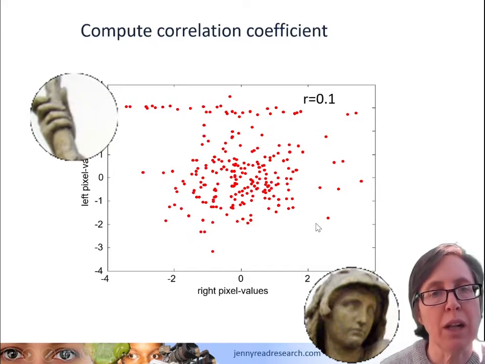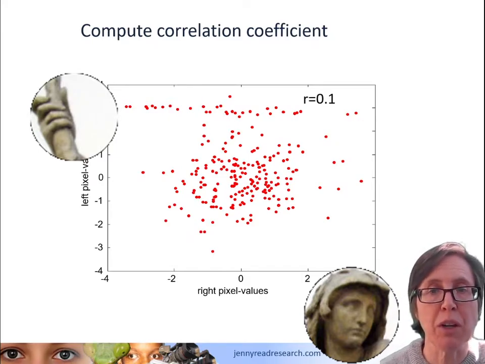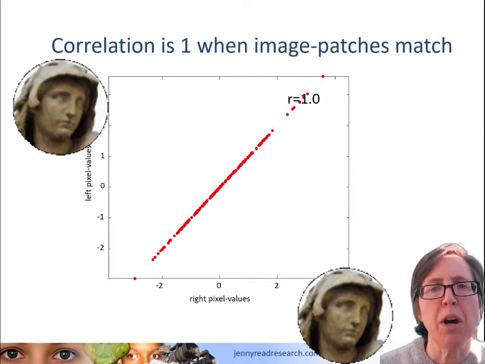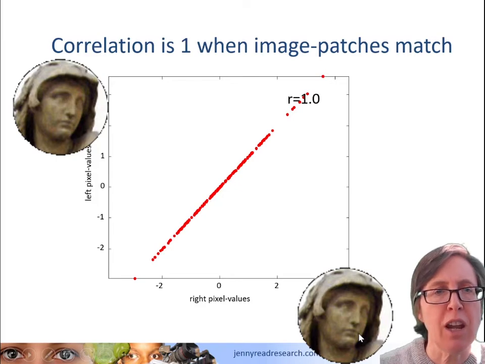And you can see how well those pixel values agree. And you can see here the answer is not very well at all, because obviously the image patches are completely different. But when the image patches match, then the correlation is 1, because wherever you are in this little image patch, the left eye and the right eye's patch are always identical.